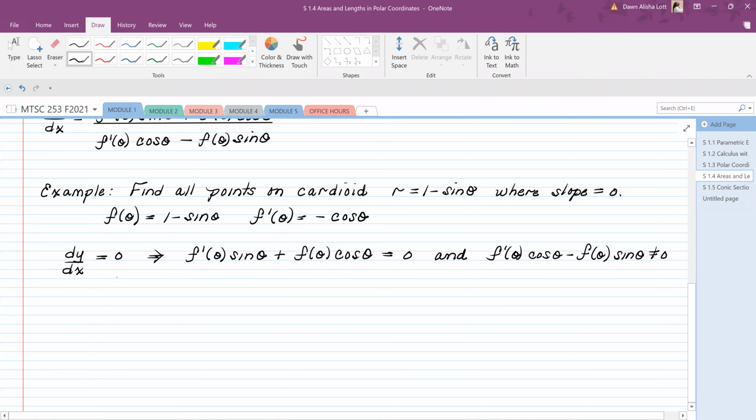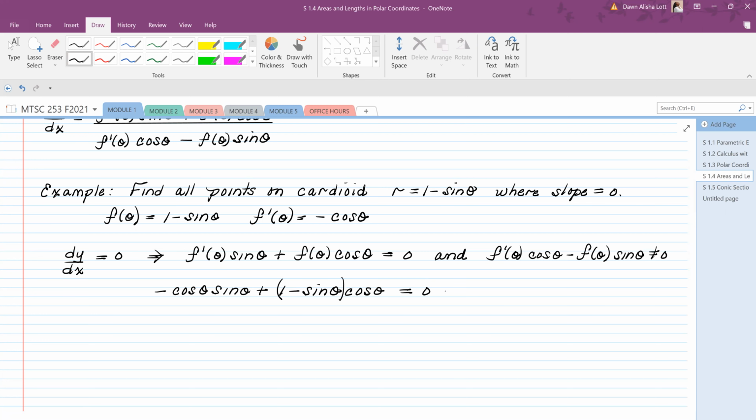So f prime is negative cosine theta times sine theta plus f of theta, which is 1 minus the sine of theta, times cosine theta. And that has to equal 0. So let me make sure what I have.